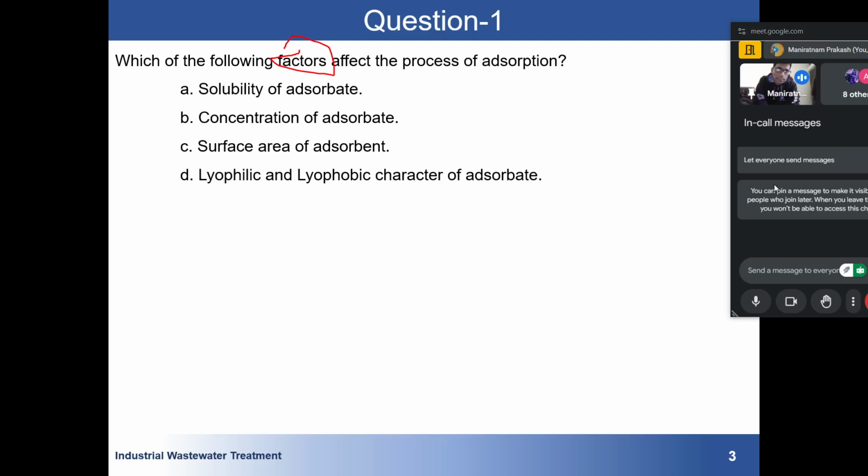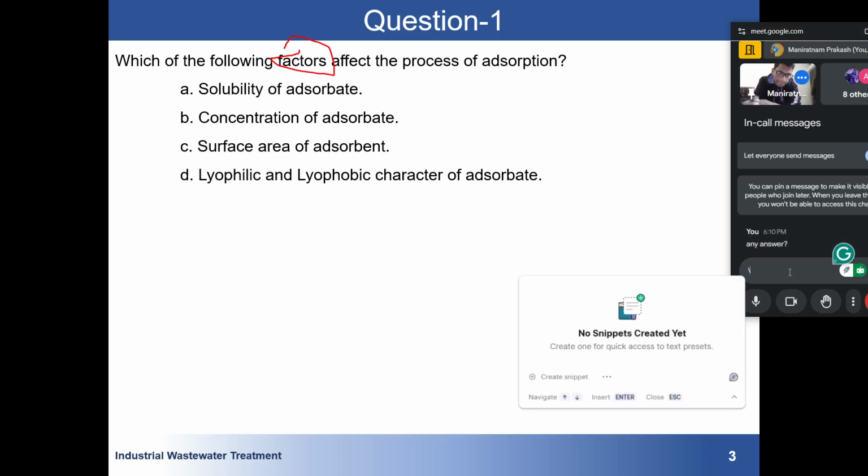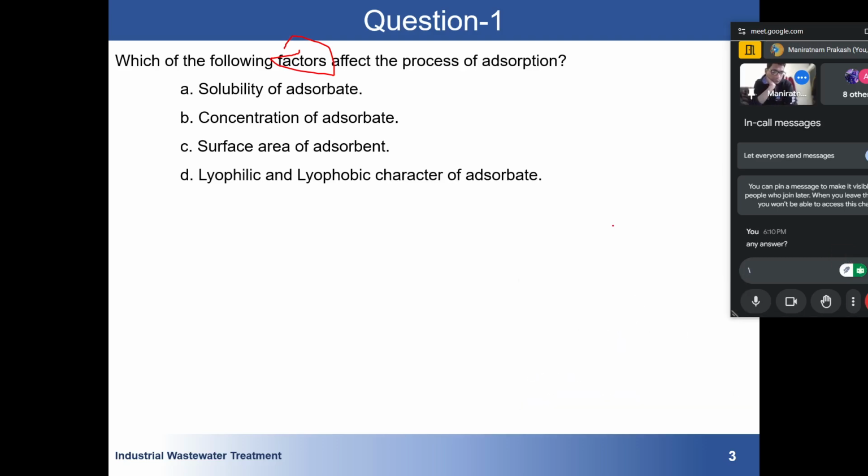Anyone with any answer? So this is not. I don't know. Okay.